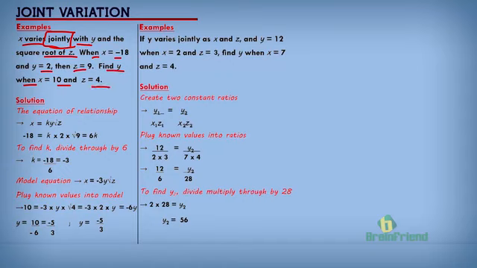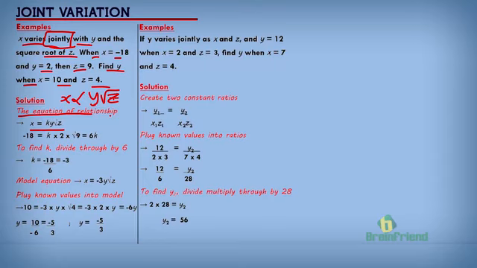So first step, quickly find the equation of relationship. X, we've been told, is jointly varied with y and the square root of z. So y and the square root of z is the product of y and the square root of z. So we have x proportional to y square root of z. Okay, the equation would be x is ky square root of z. K is introduced as our constant of proportionality.